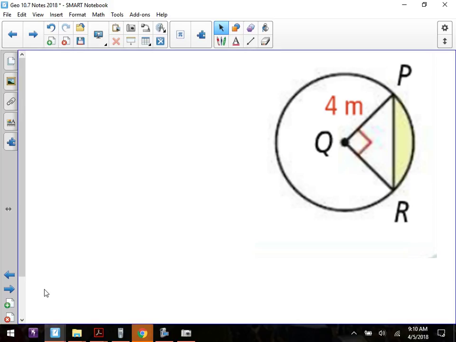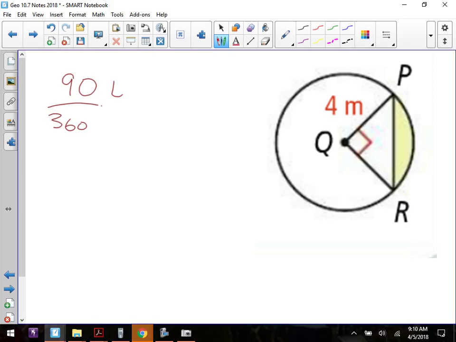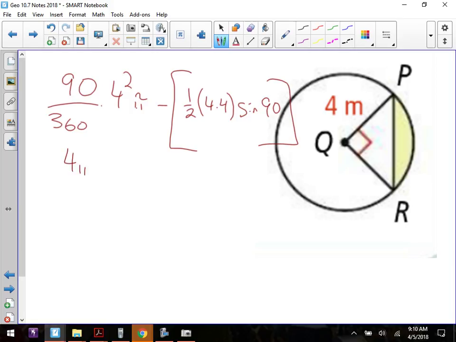So with any luck, the area of the sector, 90 over 360, 4 squared and a pi, subtract 1/2 times 4 times 4 times the sine of 90. Let's see, so that's 1/4, is 4 pi here, I believe. Is that right? And then you had to subtract out, would it be 8? And that's whatever that decimal is, and you're done. And then this is meter squared.